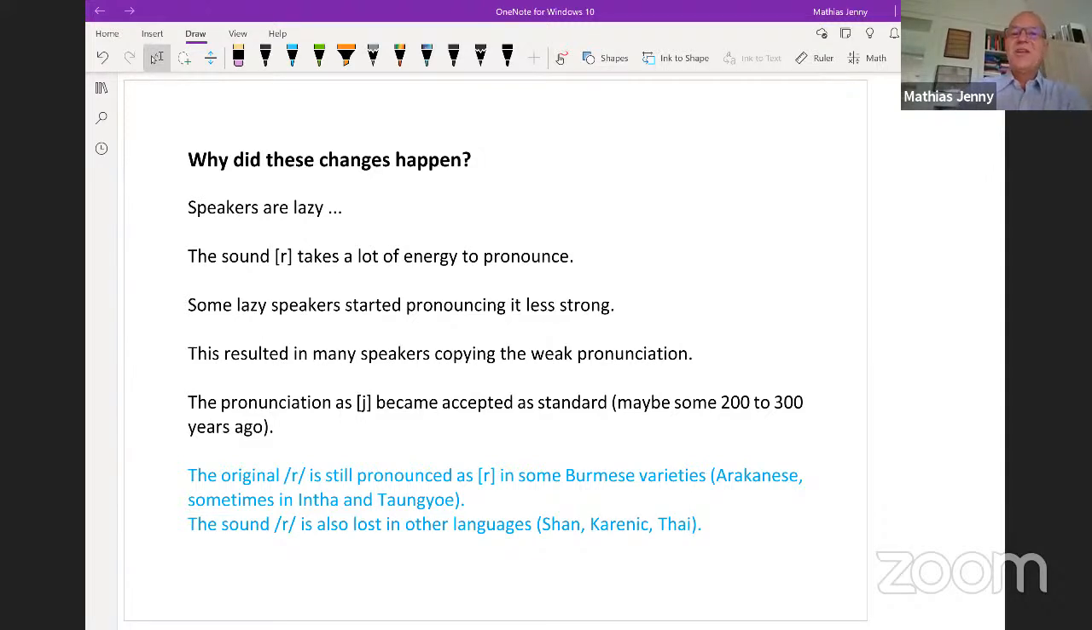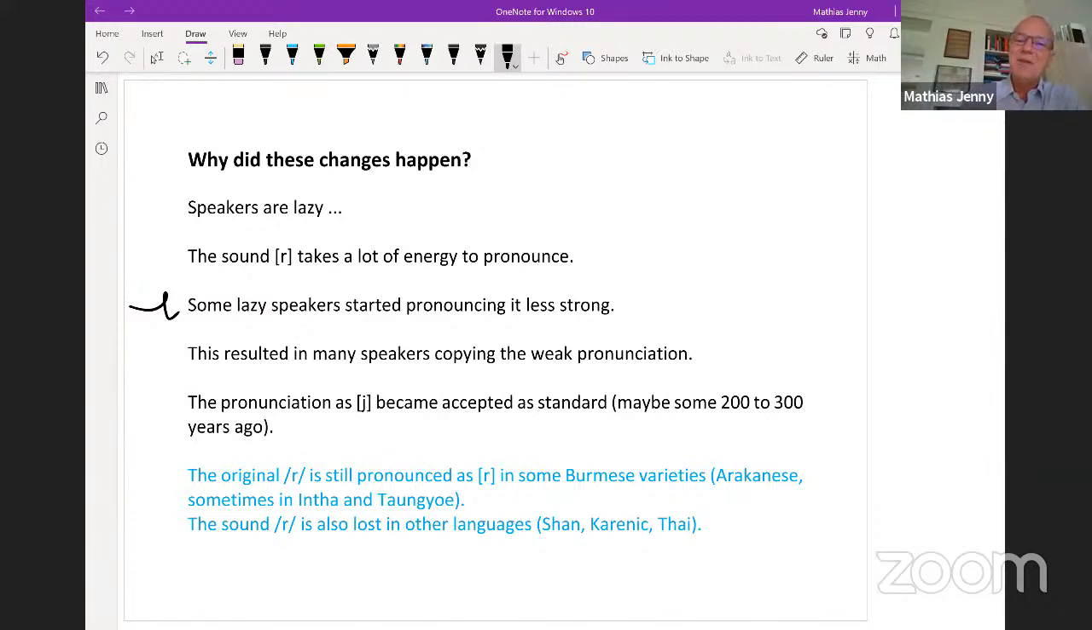Now, why did the changes happen? I've told you before, speakers are lazy. We don't like to use too much energy when we speak. And the sound ra takes quite a lot of energy. The r, you have to trill your tongue and it takes a lot of breath and energy. So speakers are lazy. You know, those lazy young people, they don't know how to speak correctly anymore. So the ra became ra, ra, ya, and then just ended up being ya at some point.